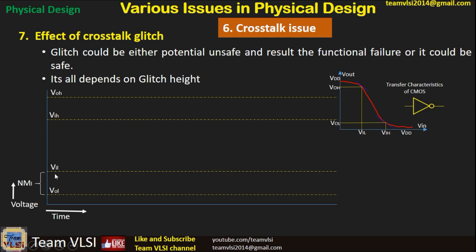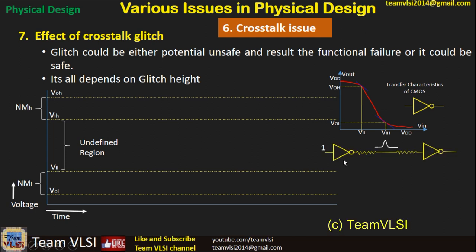This region, voltage output low to voltage input low, is called noise margin low, and the region between voltage input high and voltage output high is called noise margin high. So this is the concept of noise margin, and the region between voltage input high and voltage input low is termed the undefined region.